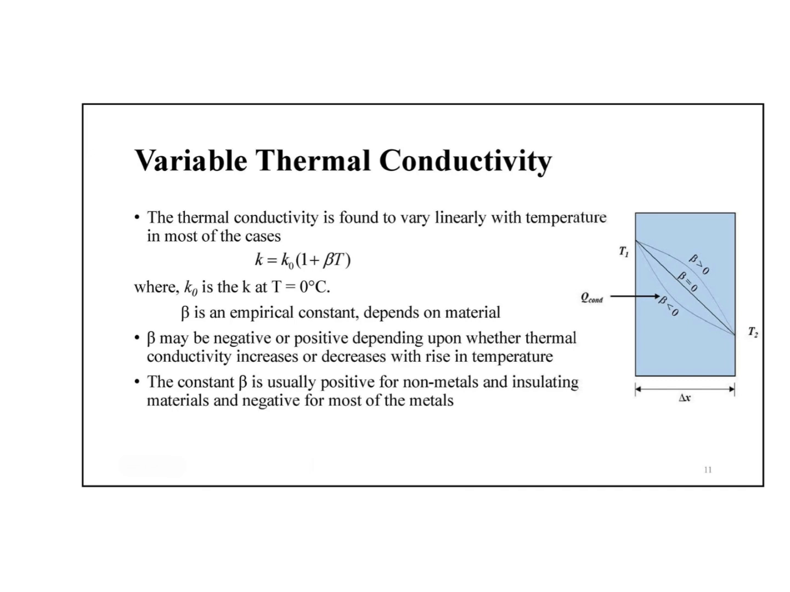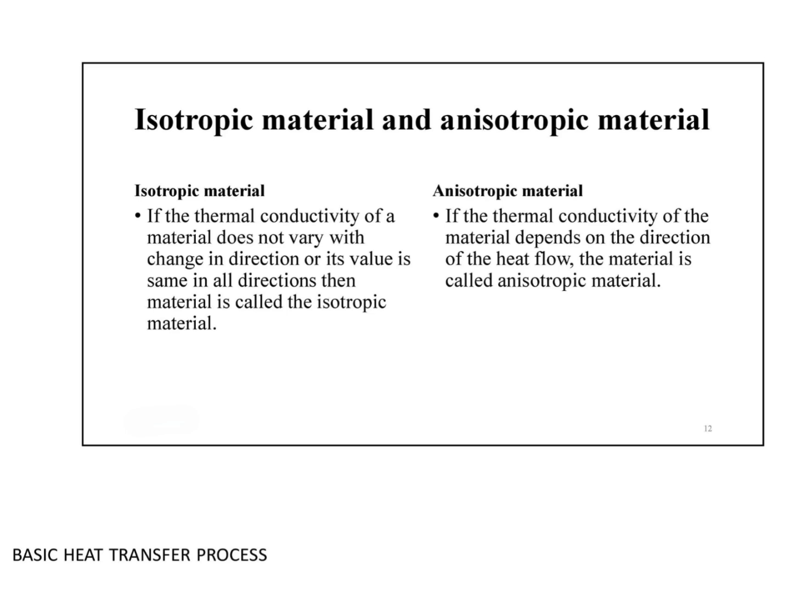Moving to next slide. Isotropic and anisotropic materials. An isotropic material has the same thermal conductivity in all directions. An anisotropic material has different conductivity depending on the direction of heat flow.